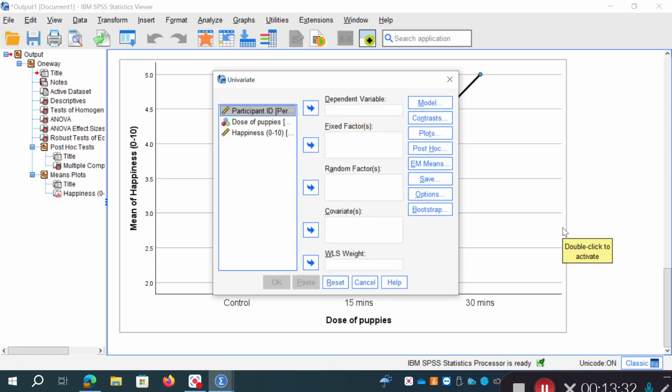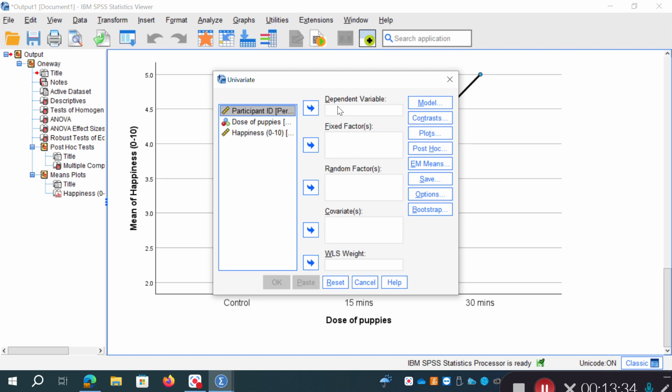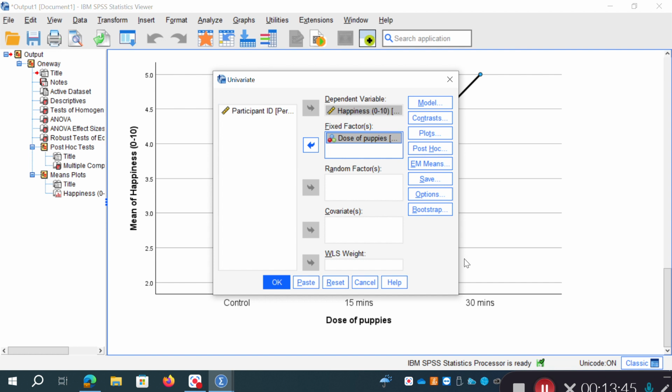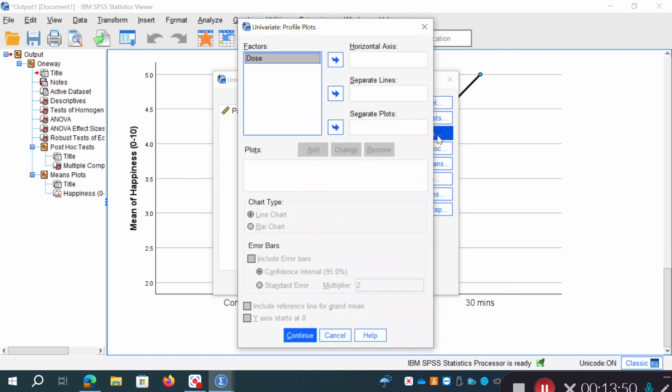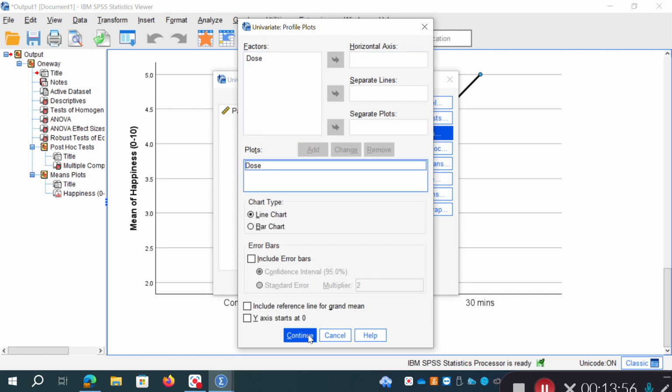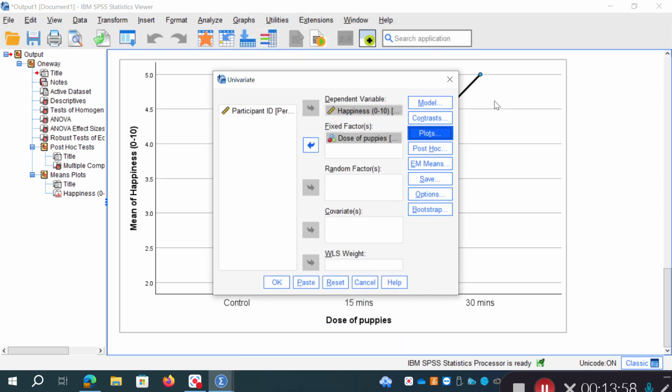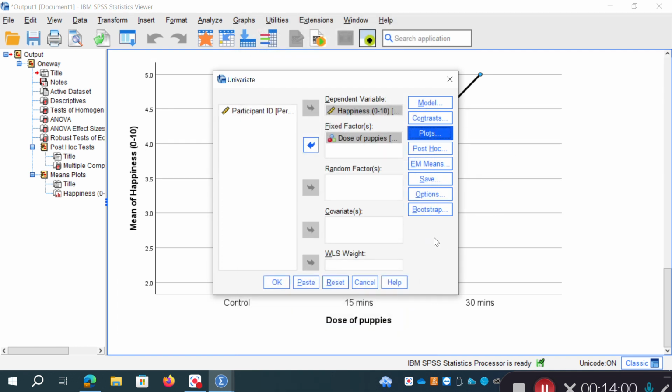And it gives us this pop-up box. It's asking us for our dependent variable, which is obviously happiness again. And our independent variable is labeled as fixed factors. Our IVs are fixed factors in this case, and we can select a number of options here. Let's click on Plots. I'm going to move dose over to this horizontal axis and click Add. What that will do is give us a plot of means similar to the one we've got here already from the previous version that we did.